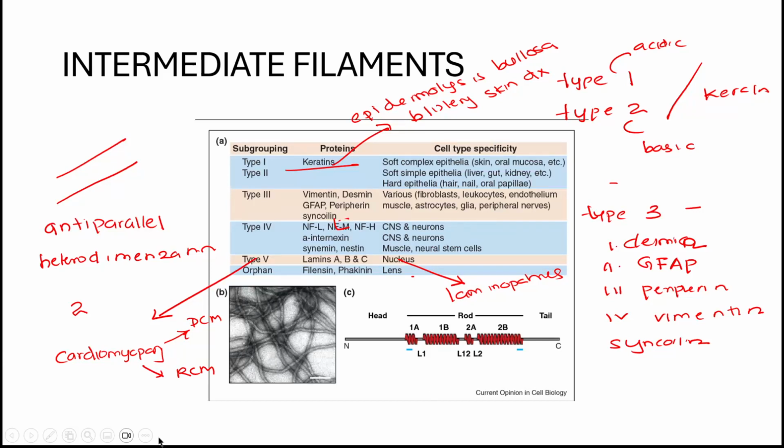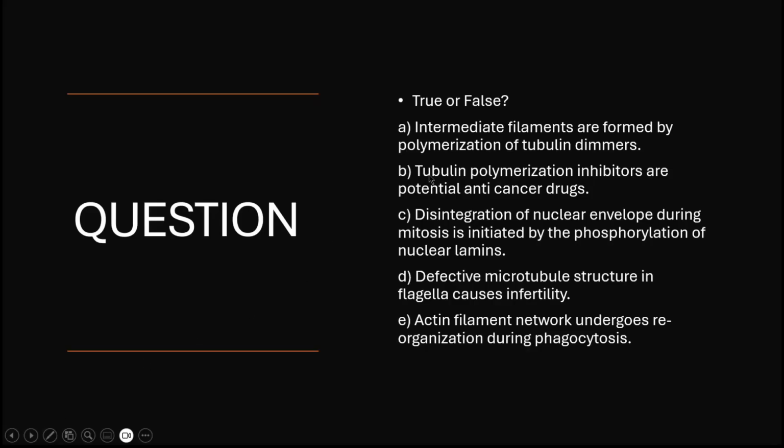So, intermediate filaments. The first statement, intermediate filaments are formed by polymerization of tubulin fiber dimers, is a false statement, because they consist of two rod-like proteins that are present antiparallel to one another, which has a helical and coiled structure. The second statement is about tubulin. What it says is tubulin polymerization inhibitors are potential anti-cancer drugs.